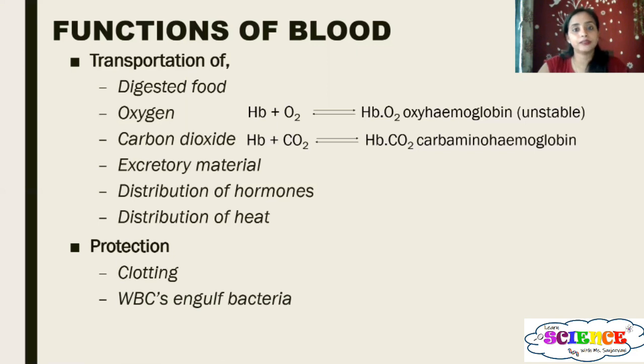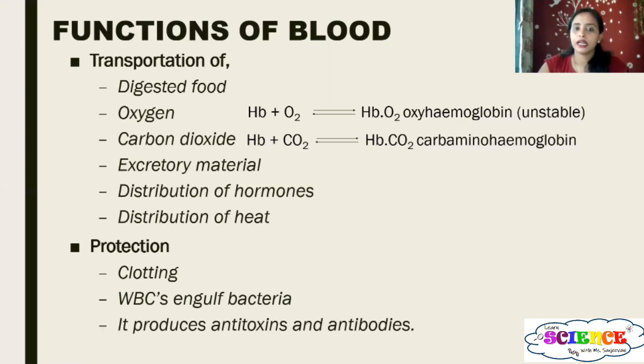Second, WBCs, white blood cells, which are present in blood, provide immunity to our body. Any foreign material, bacteria, or viruses, when entering our body, are engulfed and consumed by white blood cells, and this provides protection. Third, WBCs are also responsible for producing antitoxin and antibody.